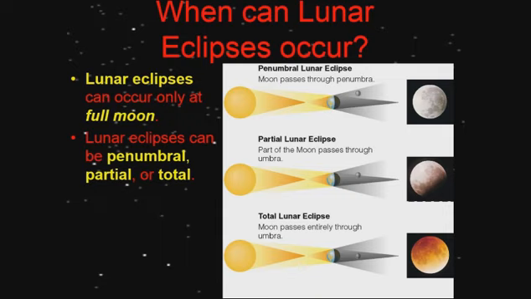A partial lunar eclipse, where a chunk is taken out of the moon, this is not a change in phase, this is actually caused by the Earth's shadow hitting the moon. This here is when part of the moon passes through that umbra. You can also have what's referred to as a penumbral lunar eclipse. That's when the moon passes through the thinner, more tenuous part of the shadow.